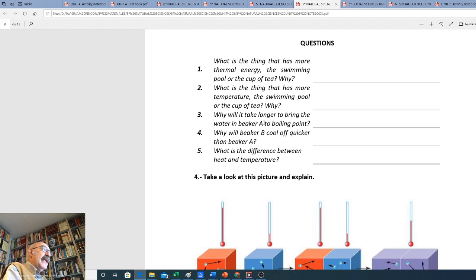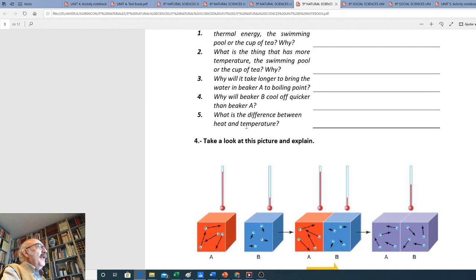Okay, so the answer is because beaker A has more mass. Okay, more mass. And you know that when a liquid reaches its boiling point, the temperature doesn't increase until all molecules are turned into vapor. So, good. Number 4. Why will beaker B cool off quicker than beaker A? Why?